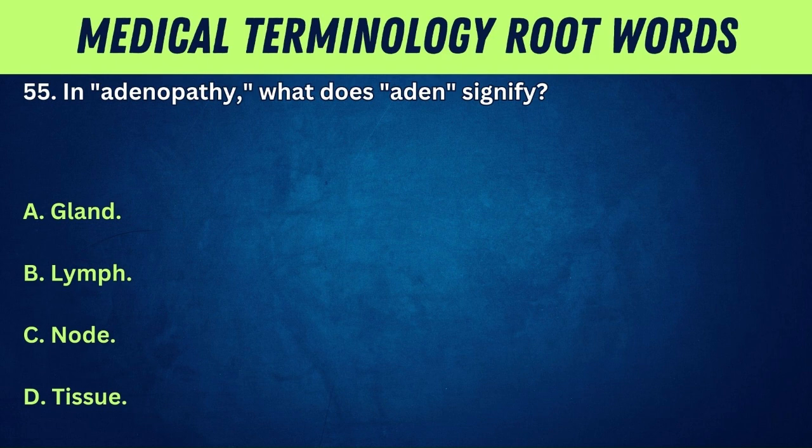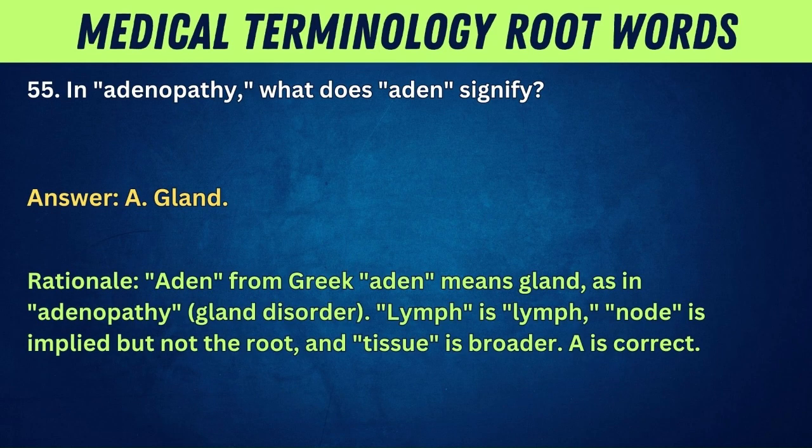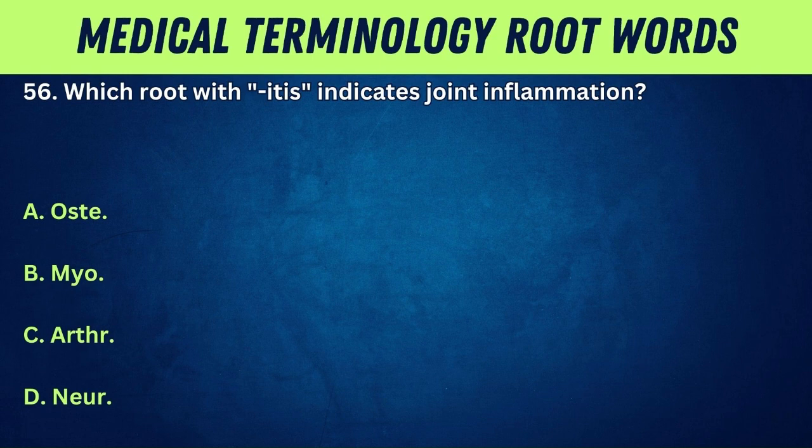55. In adenopathy, what does Aden signify? A. Gland. B. Lymph. C. Node. D. Tissue. Answer: A. Gland. Rationale: Aden from Greek Aden means gland, as in adenopathy, gland disorder. Lymph is lymph. Node is implied but not the root, and tissue is broader. A is correct.